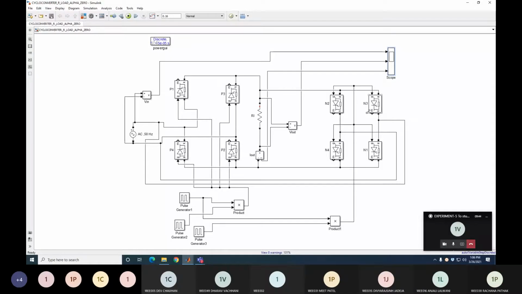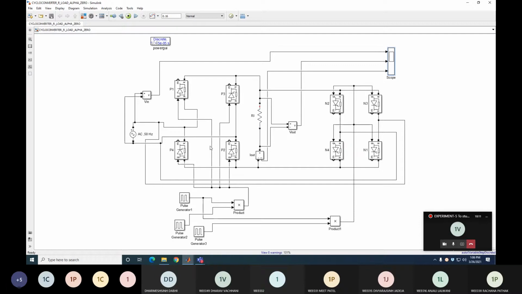Of the cycloconverter that we already learned in the lectures, today's lecture as well as in the last lecture. So in today's experiment number 5, we simulate the step down cycloconverter for different load conditions and for different variable needs. Clear? So here you can see the figure, the circuit diagram of the bridge type configuration of the cycloconverter.